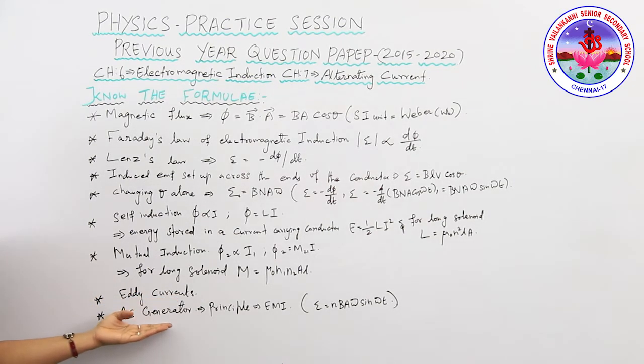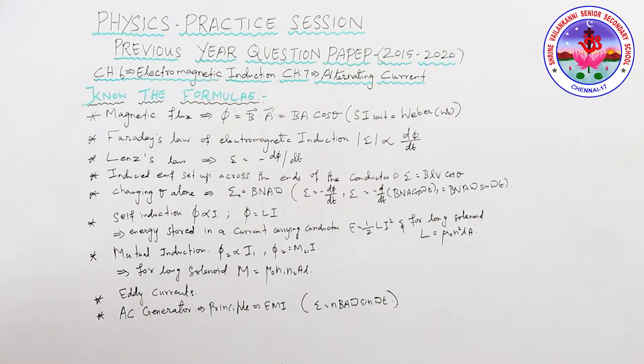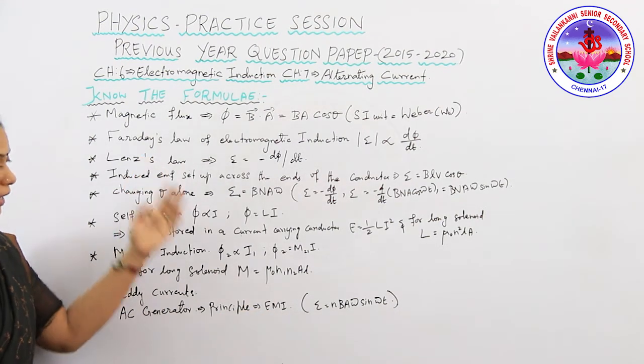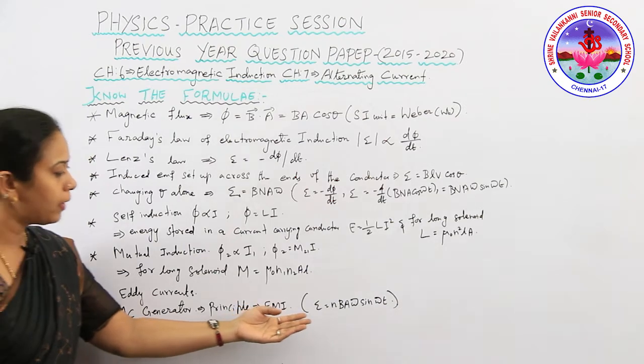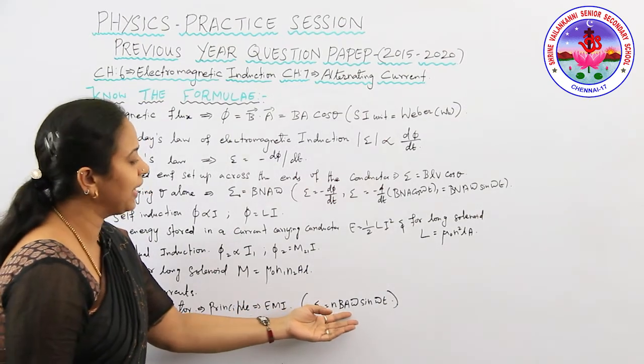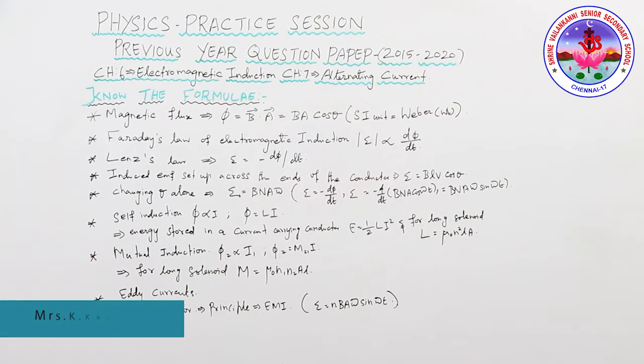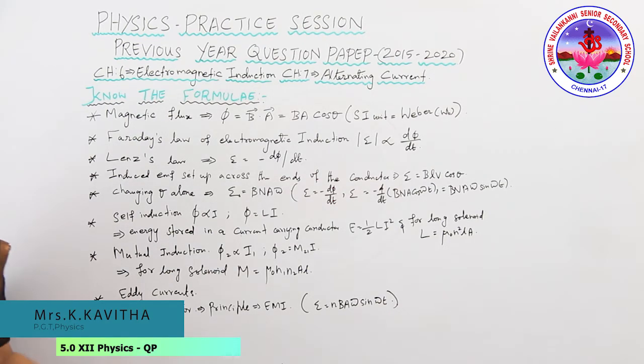Children, the next one they have given in our book is the AC generator. The principle of the AC generator is EMI, that is electromagnetic induction. We got E equal to NBA omega sin omega t, which is for the orientation, right? That is the instantaneous value of the EMF which is produced in the AC generator.